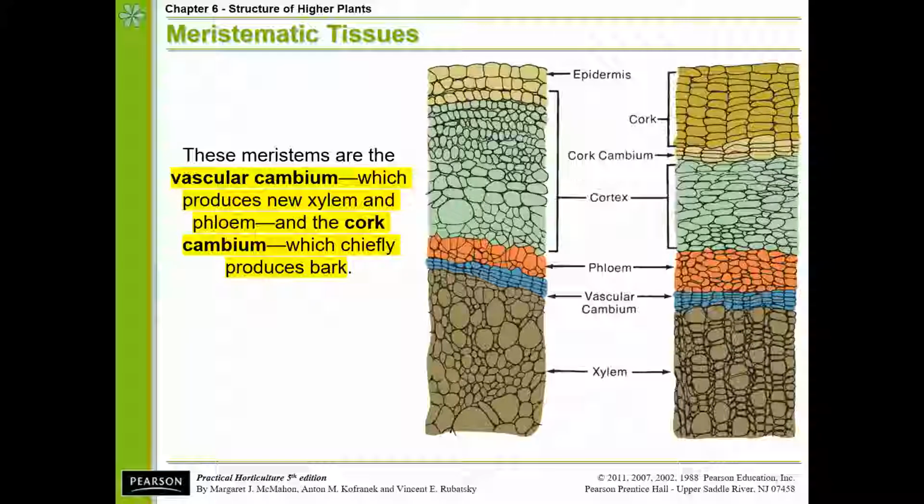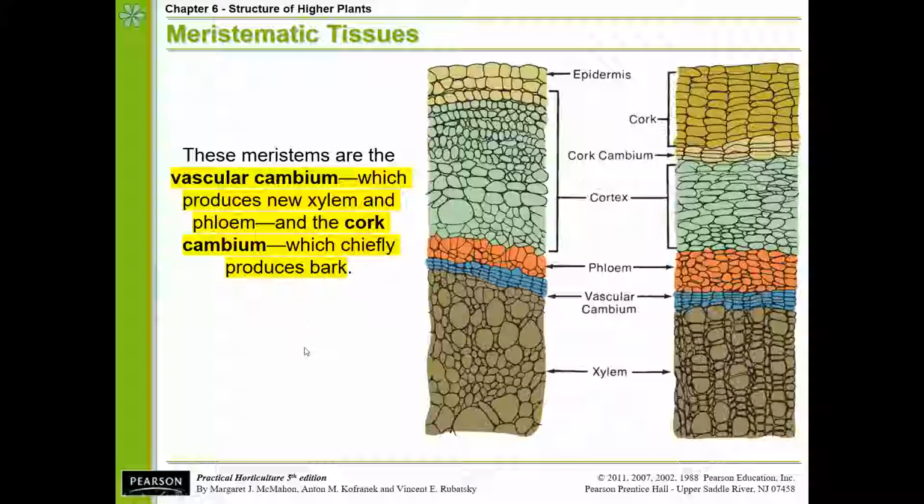The meristem in the stem is actually in the cambium itself, the vascular cambium, which produces the new xylem and phloem, but then the cork cambium, which chiefly produces bark. And this is mostly in woody plants.